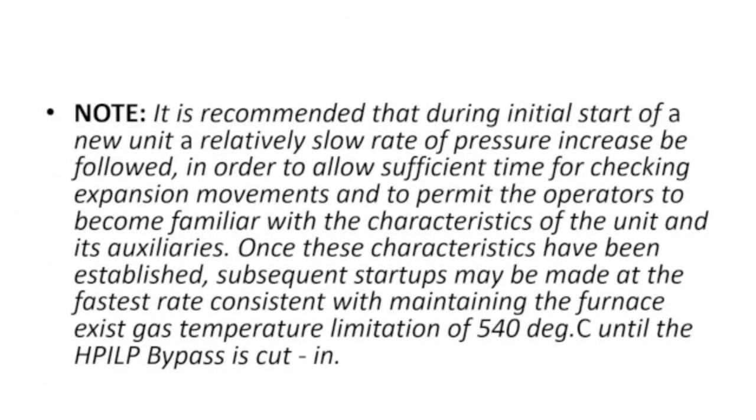Note: it is recommended that during the initial start of a new unit, a relatively slow rate of pressure increase be followed in order to allow sufficient time for checking expansion movements and to permit the operators to become familiar with the characteristics of the unit and its auxiliaries. Once these characteristics have been established, subsequent startups may be made at the fastest rate consistent with maintaining the furnace exit gas temperature limitation of 540 degrees centigrade until the HPLP bypass is cut in.